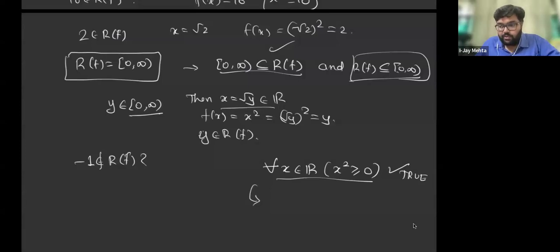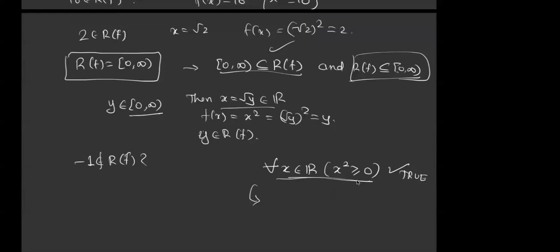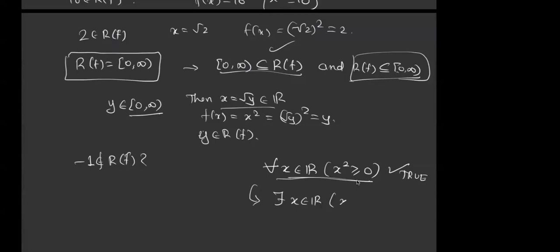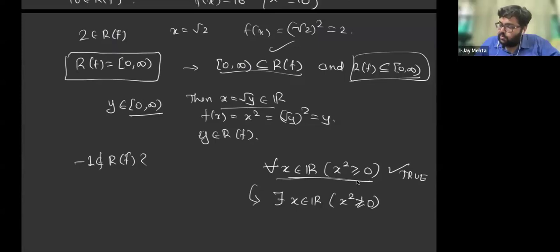What is the negation of this one? What is the negation of this statement? Yeah, Kundan. There exists x in R such that x square is less than 0. x square is not greater than or equal to 0. But we know it is not equal to 0, not greater than 0, then we can say that x square is less than 0. Yes. Minus 1 is less than 0. So minus 1 is not in the range.